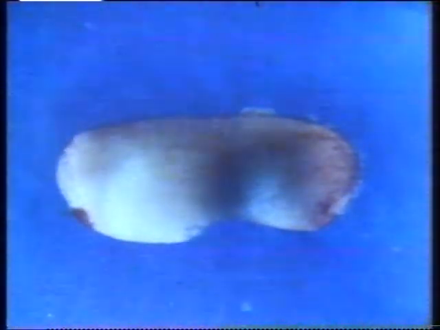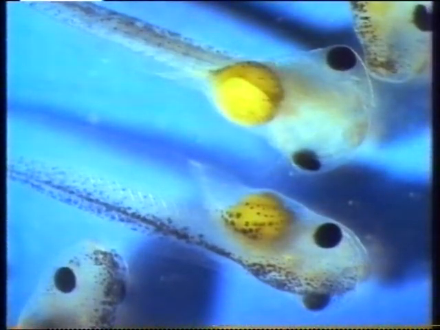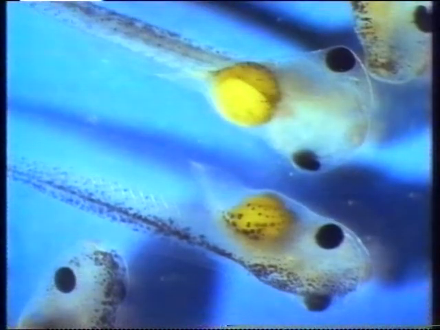A trough forms, and the edges of the trough close to form a tube. This is the neural tube, from which the entire nervous system will develop. The anterior end will be the brain, and all the rest forms the spinal cord. A recognizable tadpole starts to emerge. From this stage on, the animal feeds and grows. During metamorphosis, these tadpoles will absorb their tails, develop limbs, and become adult toads.